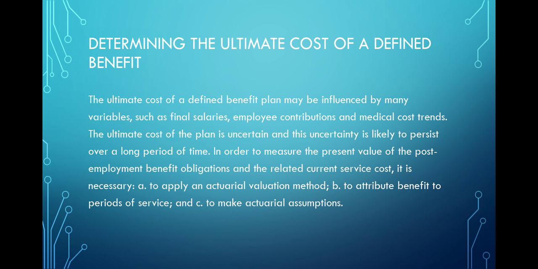Determining the ultimate cost of a defined benefit plan. The ultimate cost of a defined benefit plan may be influenced by many variables such as final salaries, employee contributions, and medical cost trends. The ultimate cost of the plan is uncertain, and this uncertainty is likely to persist over a long period of time. In order to measure the present value of the post-employment benefit obligations and the related current service costs, it is necessary A. to apply an actuarial valuation method, B. to attribute benefit to periods of service, and C. to make actuarial assumptions.